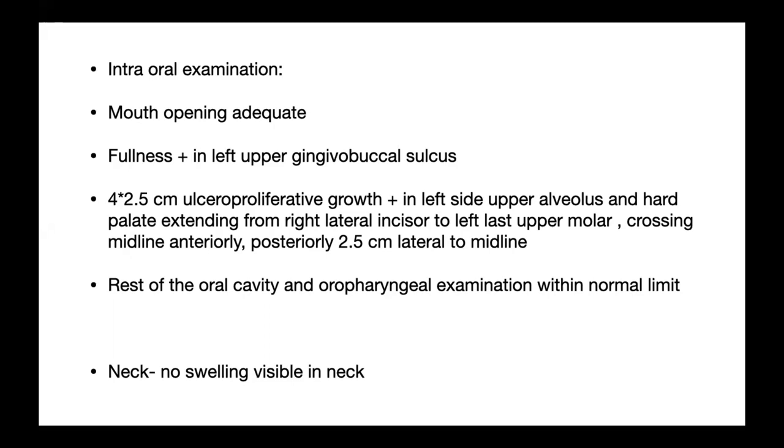On intraoral examination, mouth opening was adequate. On inspection, there was a fullness in the left upper gingivobuccal sulcus. A 4 into 2.5 centimeter ulceroproliferative growth was present in the left side of the upper alveolus and hard palate, extending from the right lateral incisor to the left last upper molar, crossing midline anteriorly and posteriorly 2.5 centimeter lateral to midline. Rest of the oral cavity was within normal limits. In the neck, there was no swelling visible.